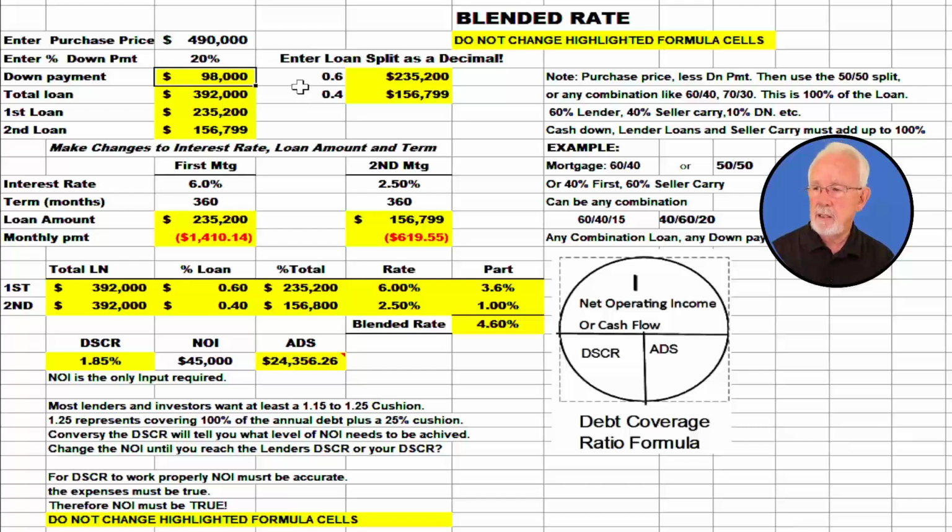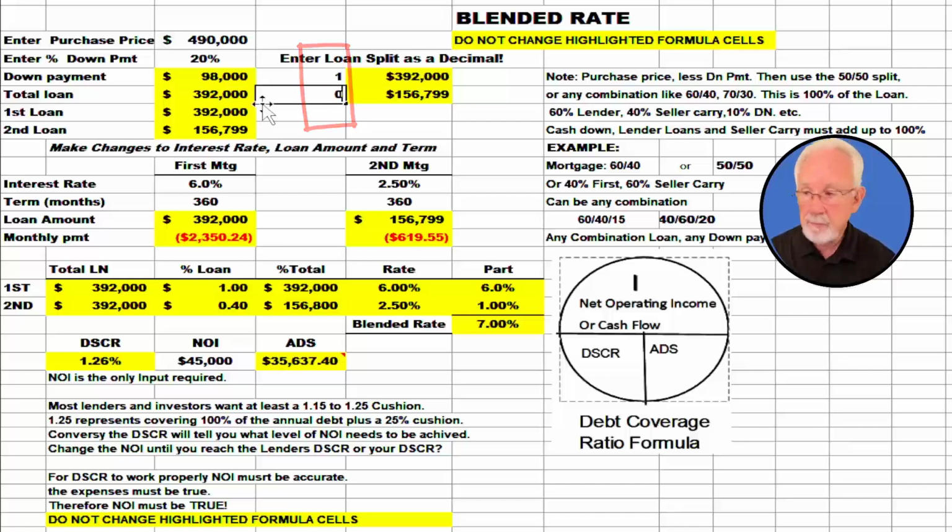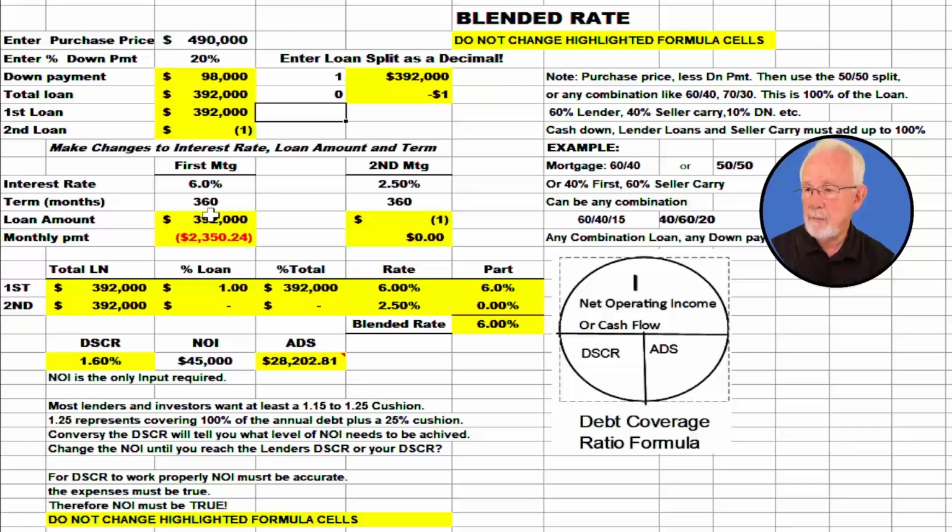And so now we've got a loan. If I put this up here at 1 and this at 0, we can see that we've got a $392,000 loan and our payments are $2,350 a month. And now we want to know how that would work. At 6%, looks like a $45,000 NOI. If that were true, you would have a cushion of 1.60. So we're going to split this loan up.